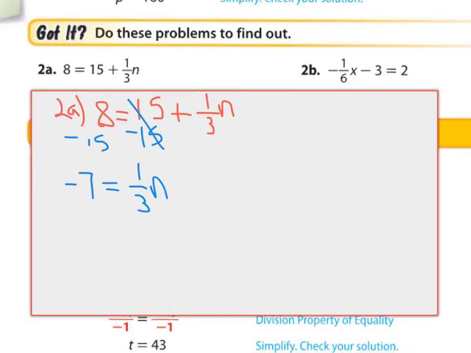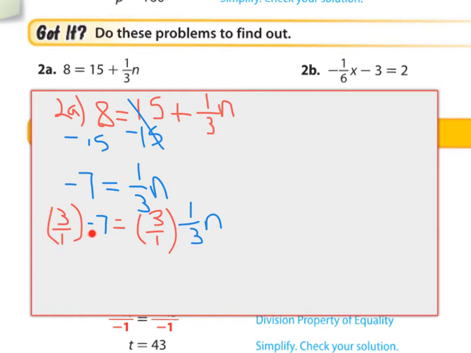So 1/3 of a number, really what they're telling me. 1/3 of a number is negative 7. So 1/3 of a number would be 21, right? But it would be negative 21. So let's see how we can get negative 21. Let's get rid of the 1/3 on this side by multiplying it by its reciprocal. And we have to do the same to this side, so it looks like this.